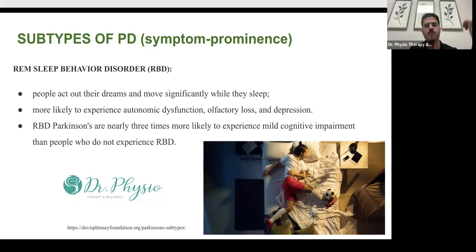And those people tend to experience more autonomic dysfunction, okay, like blood pressure dysregulation, and also incontinence, and then olfactory loss, like the lack of smell, and some depression. And then people with RBD Parkinson's are nearly 3 times more likely to experience mild cognitive impairment than people who do not experience the REM sleep behavior disorder. Okay.